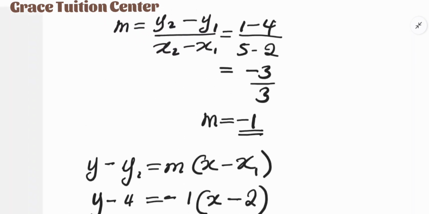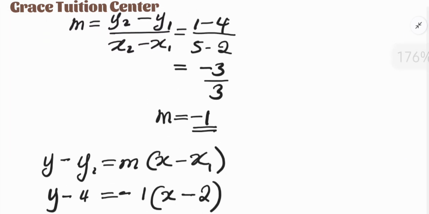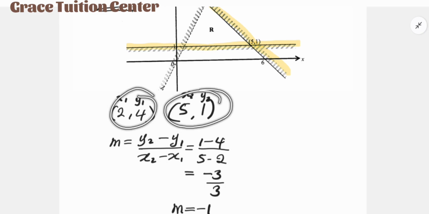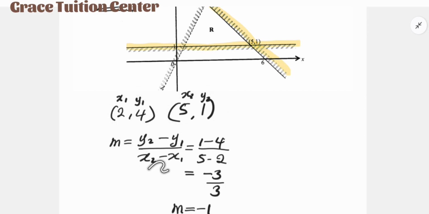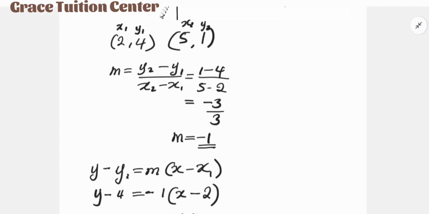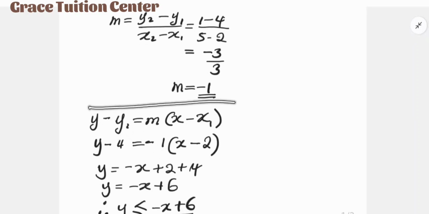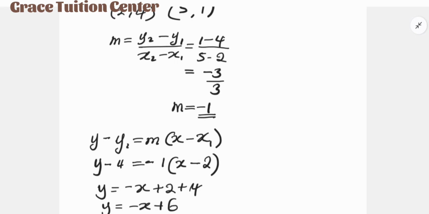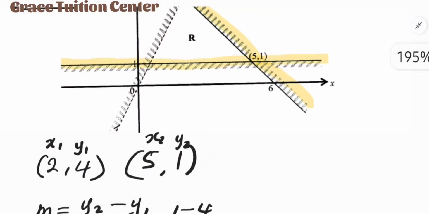So the steps are very simple. All you have to do is first pick 2 points. After picking 2 points, name them x1, y1, x2, y2. Find the gradient. After finding the gradient, use your gradient to find the equation of the line using this formula. Once you find the equation of the line using this formula, you can go ahead now and put your inequality symbol in the equation. Okay, we still have one more line to go. We still have one more line to deal with.